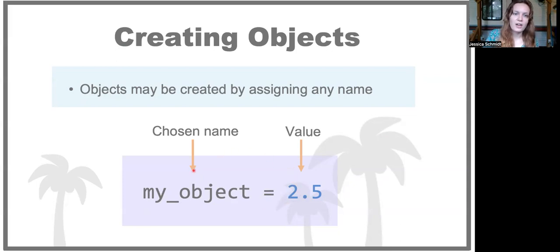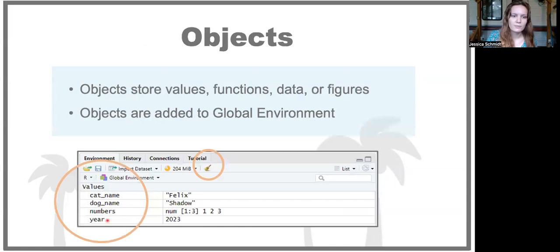I'm assigning that value to that chosen name. And when you do that, you should be seeing my object pop up in your global environment, like I showed here. So that my object should pop up as 2.5 in the global environment.